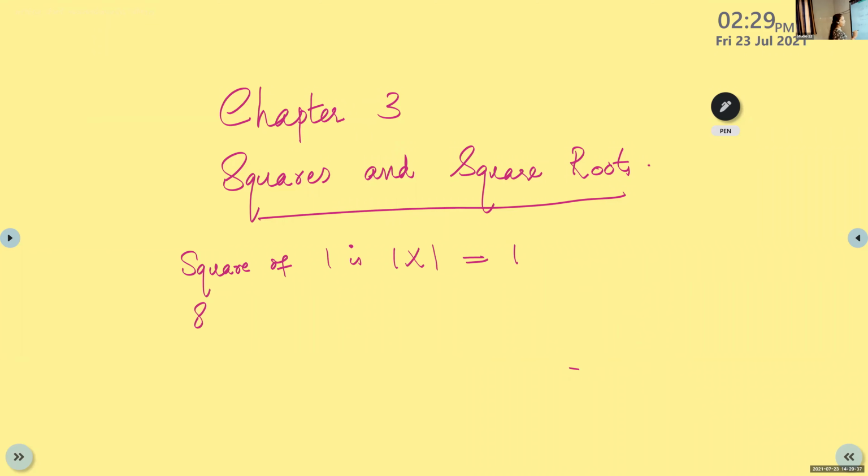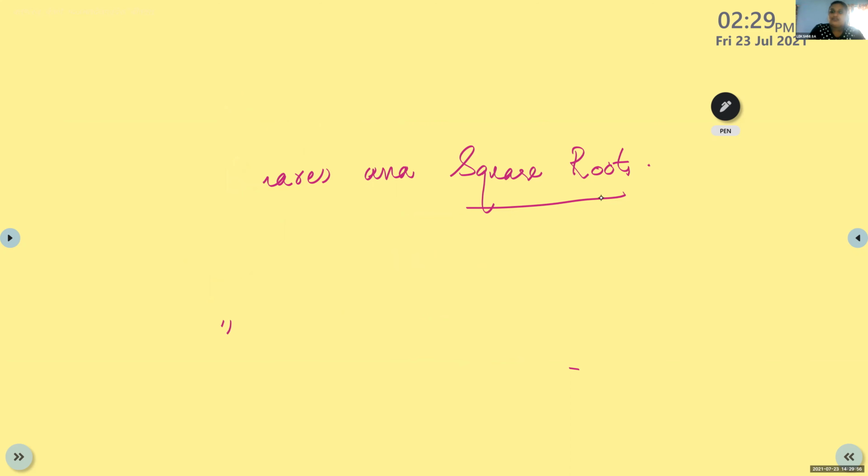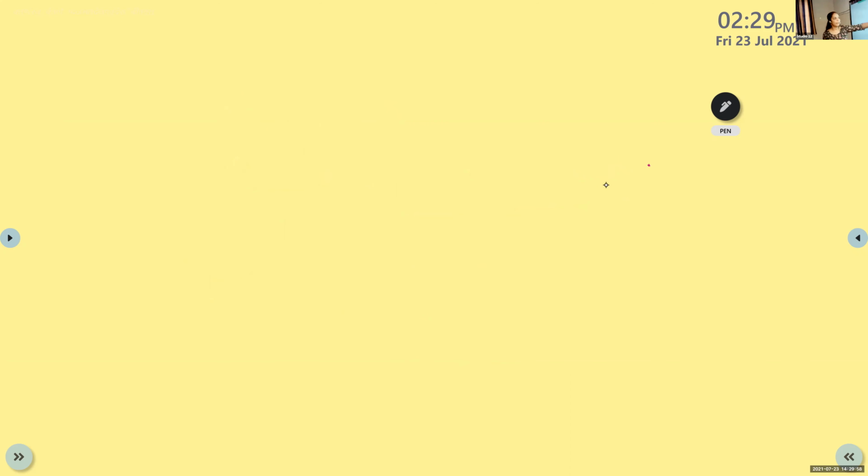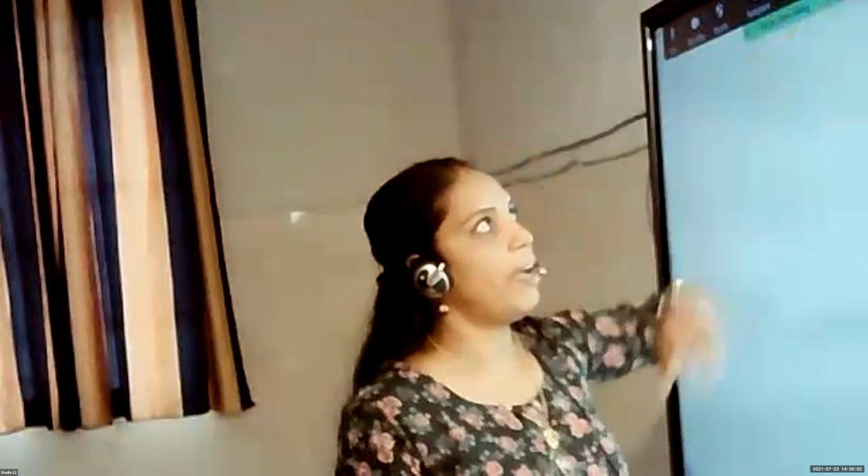So square of 2. How will you find? 2 into 2, 4. So can you tell the remaining square numbers? Yes, ma'am. 9, 16. That is 3 into 3. 36, 49. Okay, fine. Yes, children. 64. So these are known as perfect squares. Perfect squares. Okay, children. Perfect squares.